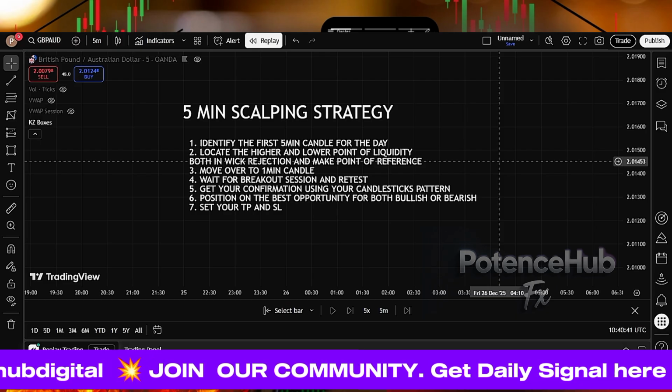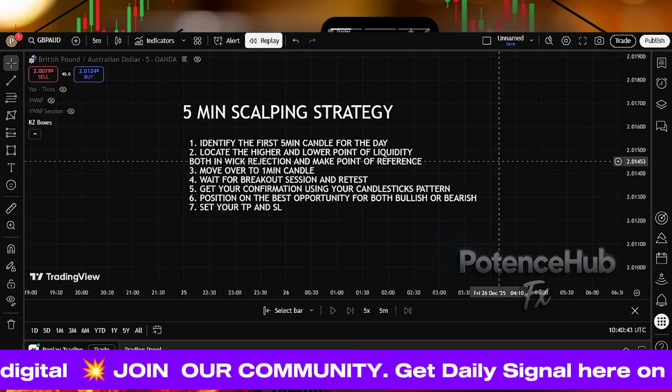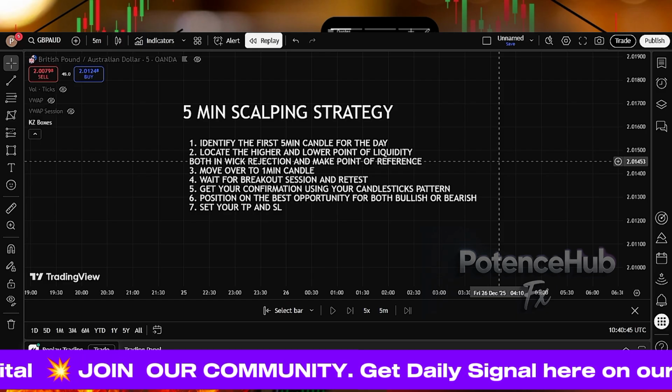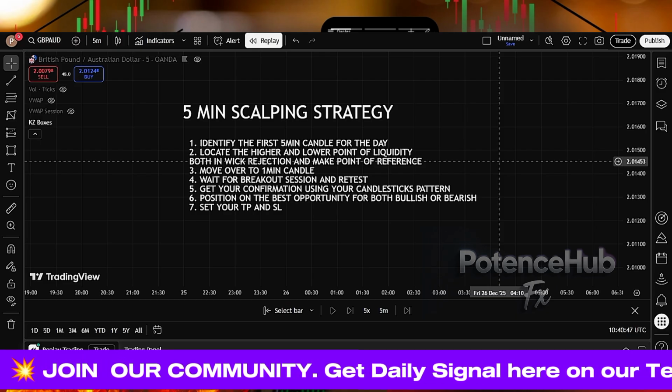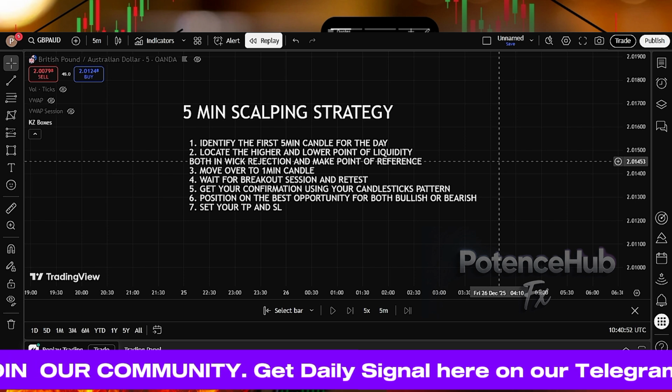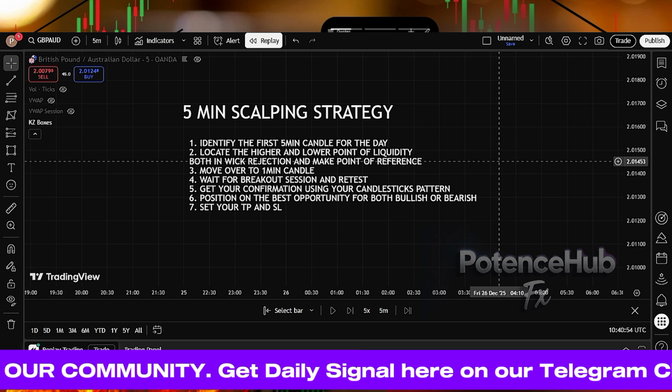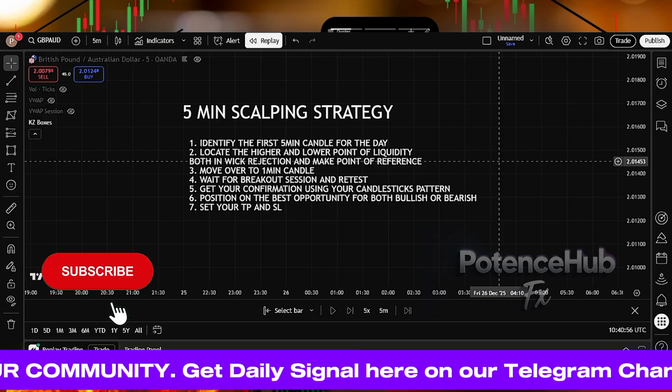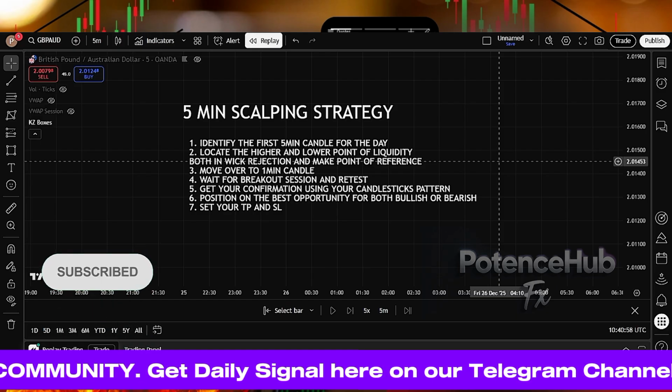The first thing we're going to be looking at is, first off, you have to identify the first 5 minute candle for the day. Very important. We're talking about that particular candlestick that forms the day, the very 5 minute candlestick that forms the day. That's the first thing we're going to be looking at.